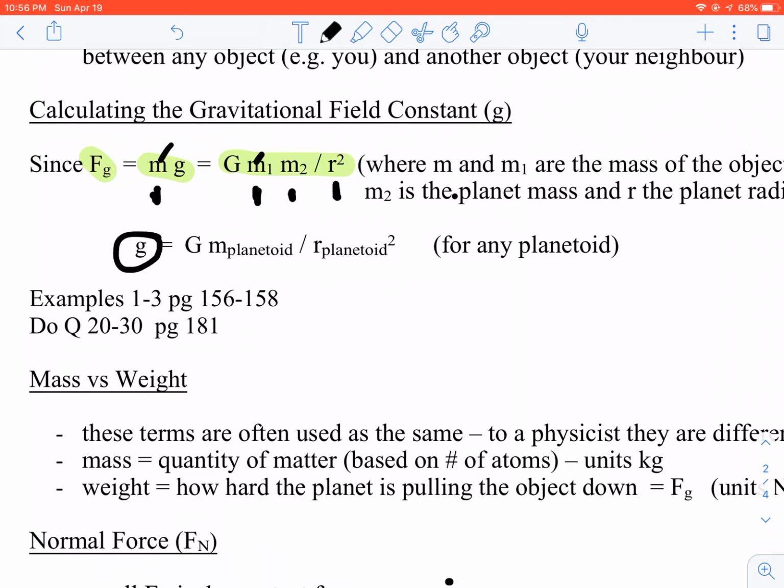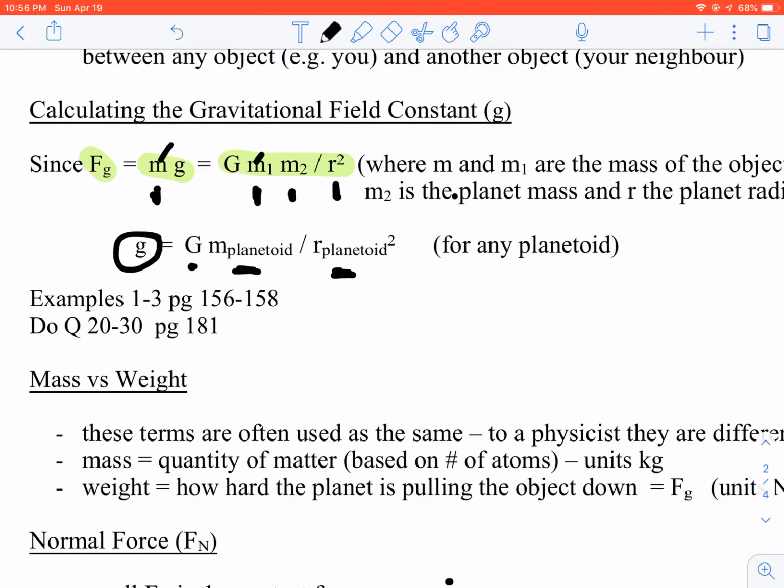And I could do that for the moon. If I put in the mass of the moon here and the radius of the moon here and my gravitational constant, which I know, 6.67 times 10 to the minus 11, I could calculate little g, and it would turn out to be 1.6 newtons per kilogram, or 1.6 meters per second squared.